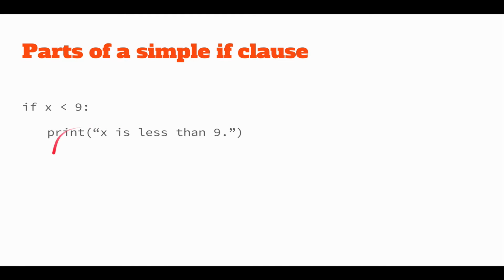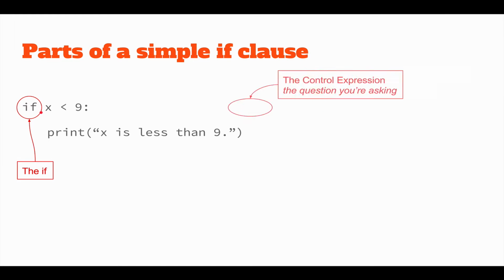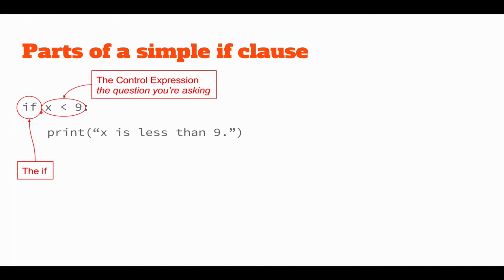Let's take a look at the parts. First, you have the if. An if structure starts with the word if. After the word if, there's a space, and then the control expression. This is the question you're asking. Is x less than 9? It's actually not a question, it's a statement. X is less than 9, and the result of that statement is either true or false.